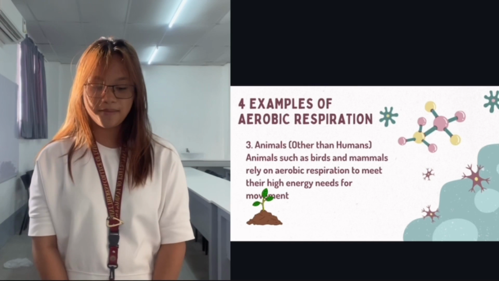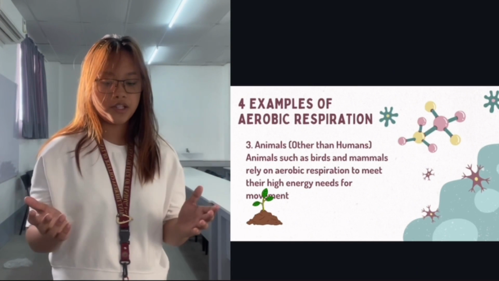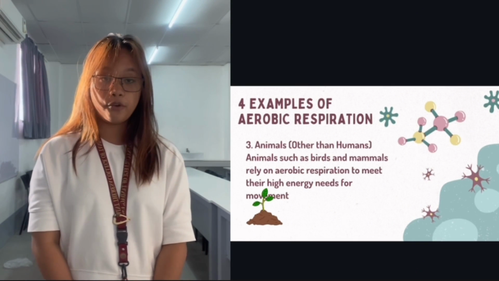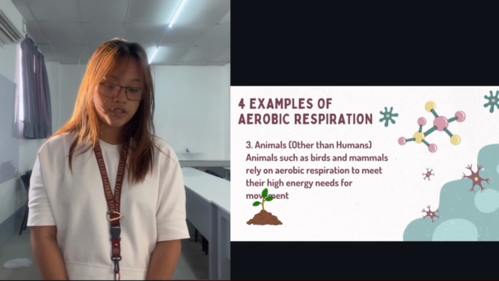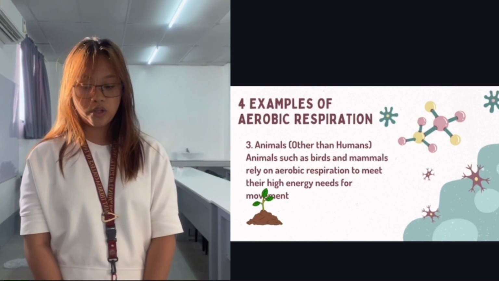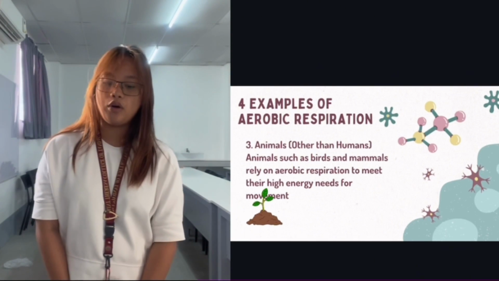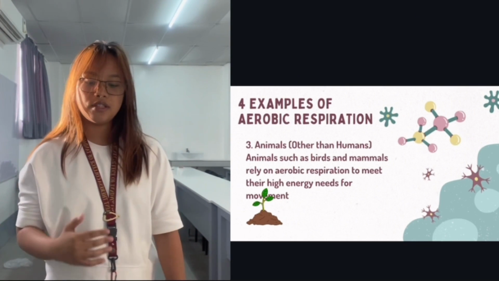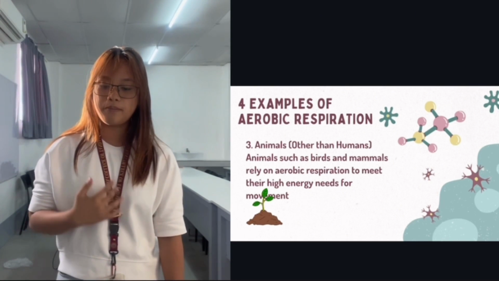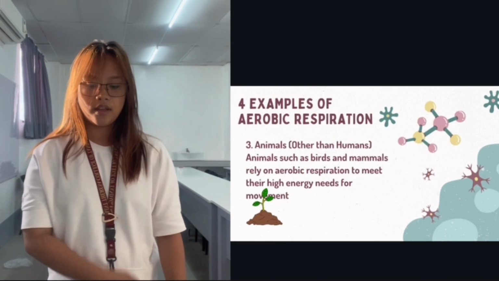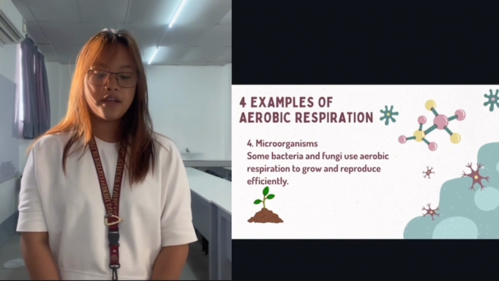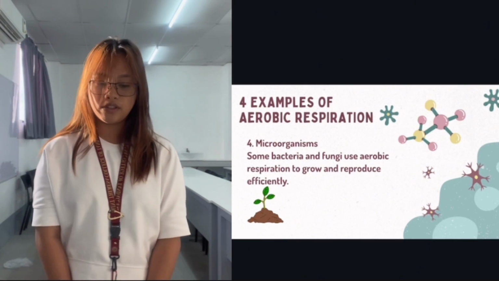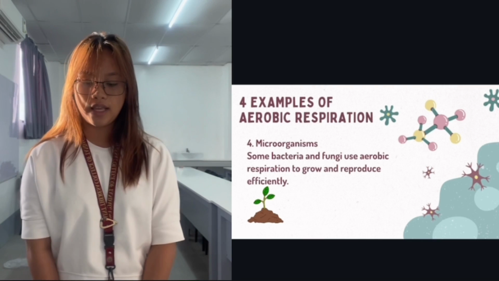Number 3, animals. Animals such as birds and mammals rely on aerobic respiration to meet their high energy needs for movement. For example, birds need lots of energy to fly, so they efficiently break down glucose in their cells. Number 4, microorganisms. Some bacteria and fungi use aerobic respiration to grow and reproduce efficiently.